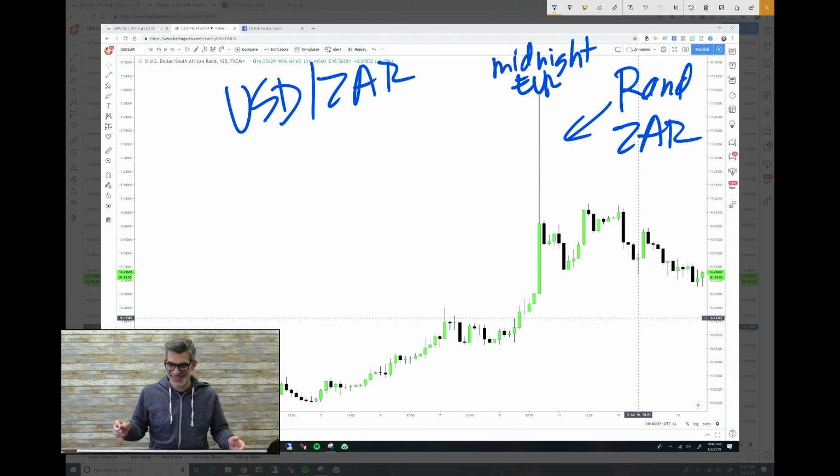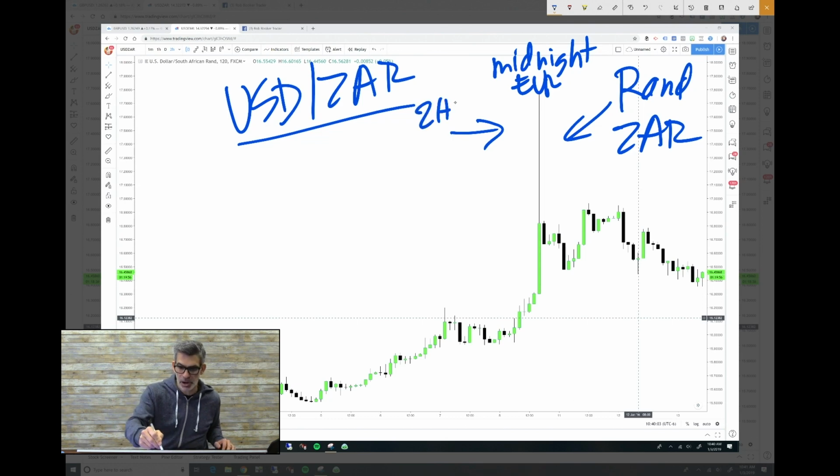All right. So anyway, it's midnight Europe. South African rand gets devalued, and there is a giant spike. And they look so similar. On a 2-hour candle or bar, there's a massive shadow. Who knows? The shadow knows.